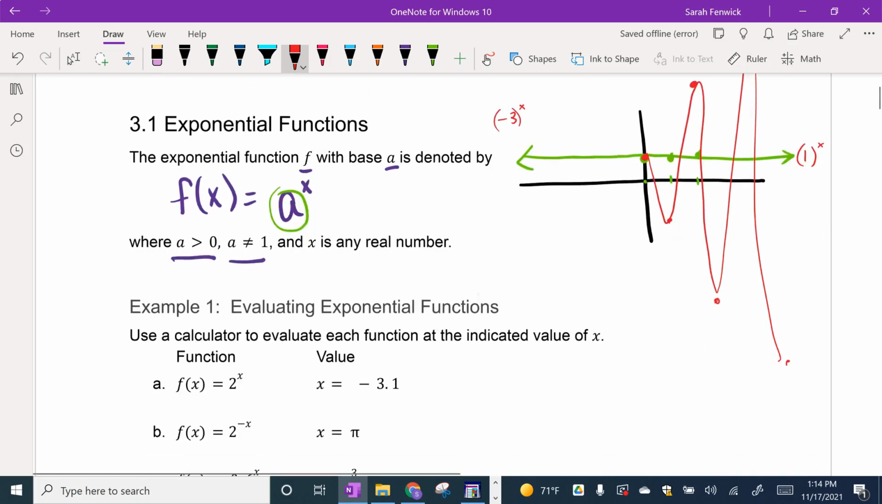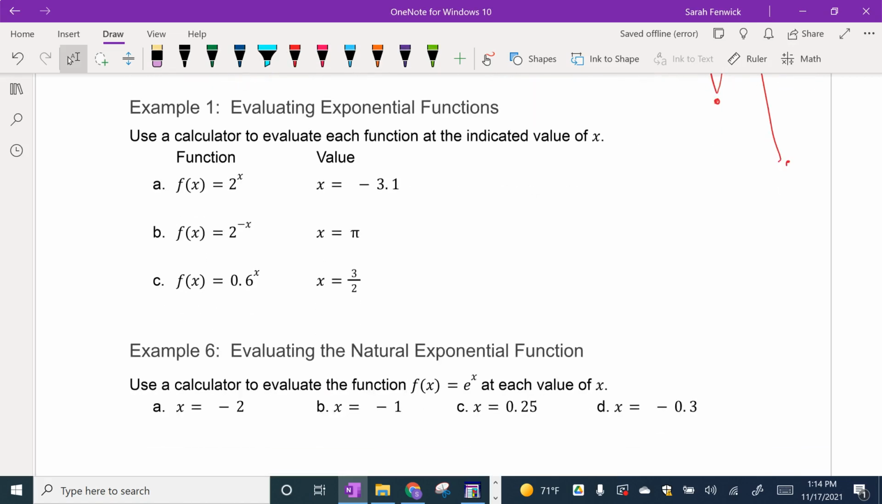So, x is any real number, but my a, my base, has to be greater than 0 and not equal to 1. Let's talk about evaluating these exponential functions real quick. So use a calculator to evaluate each function at the indicated value of x. So in other words, they want you to plug in for x. So f of negative 3.1 would be 2 to the negative 3.1 power.